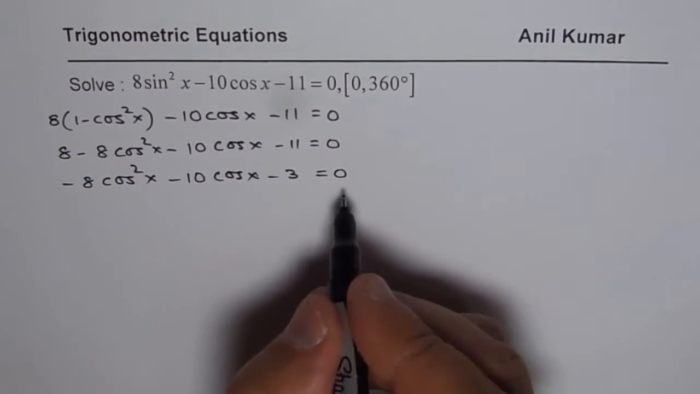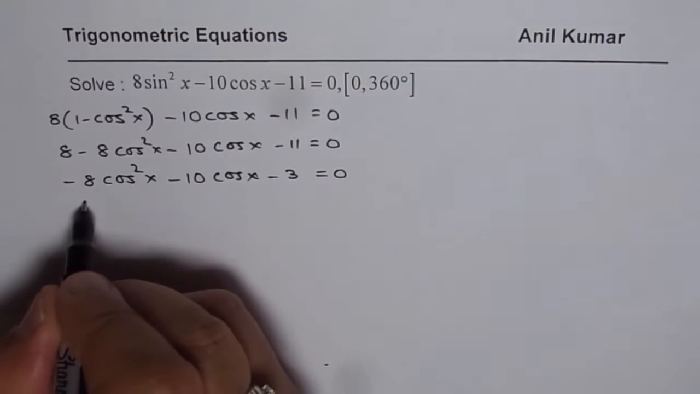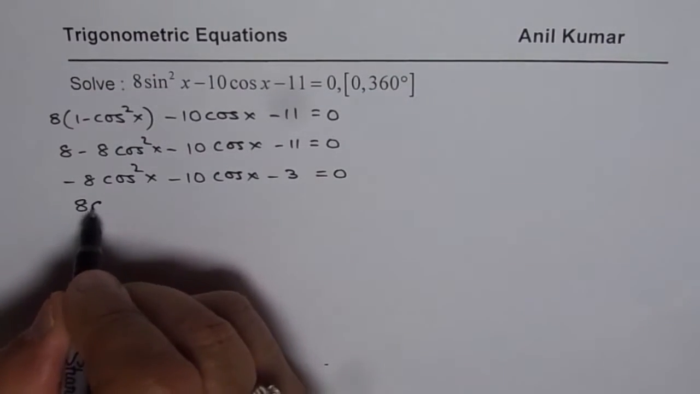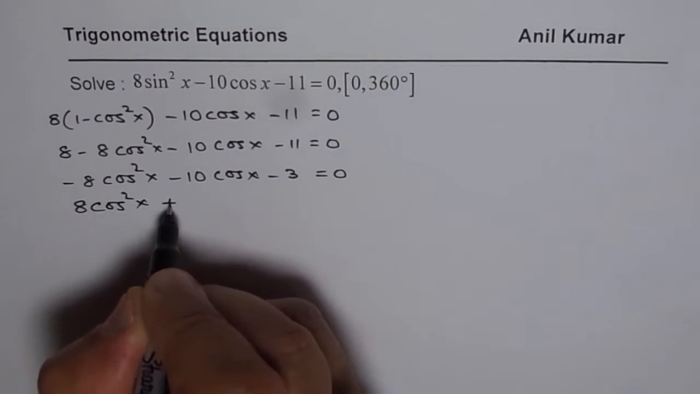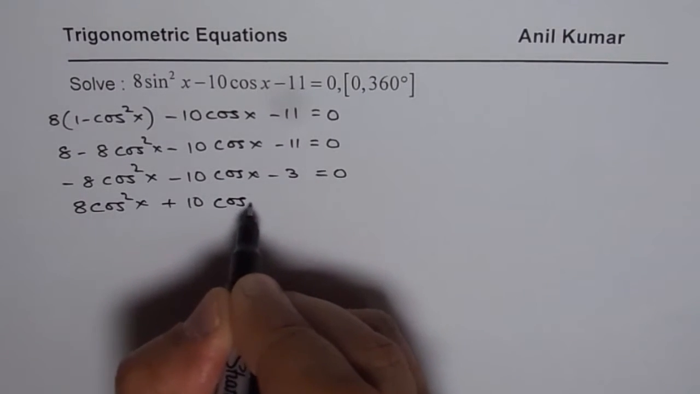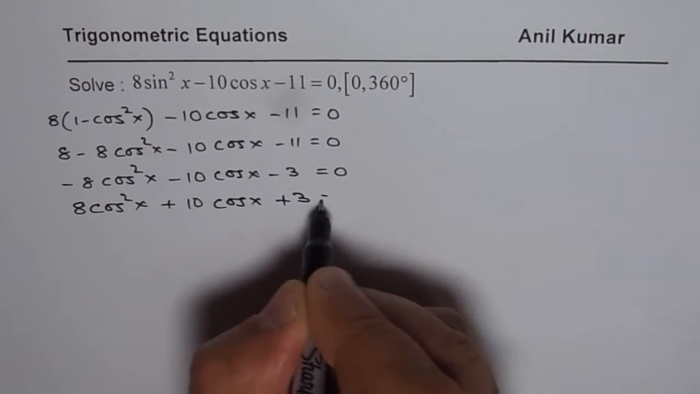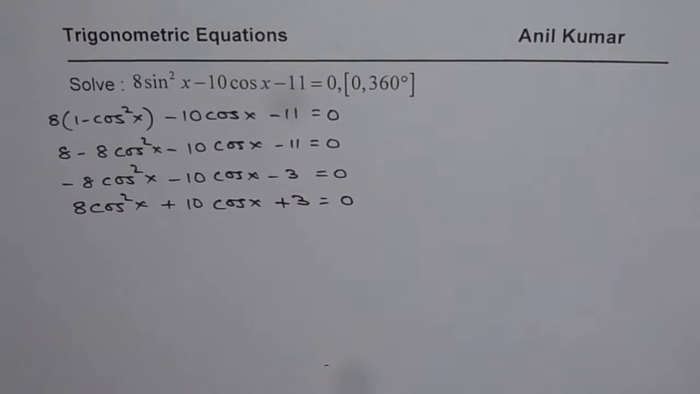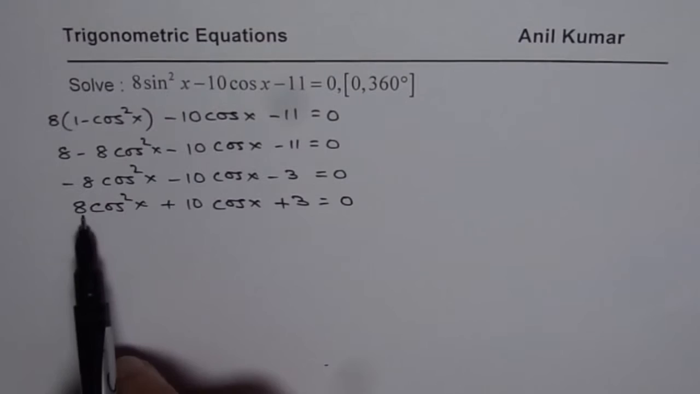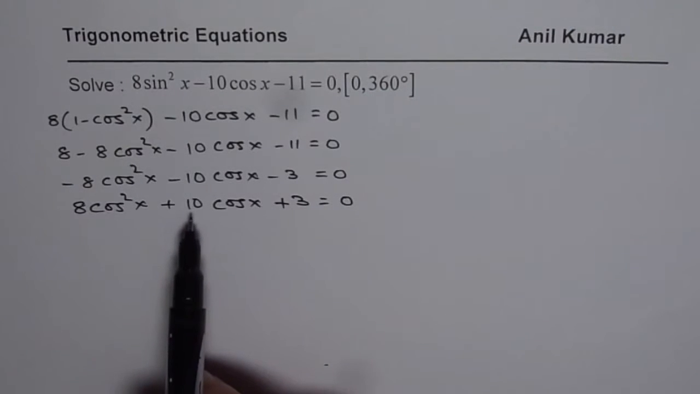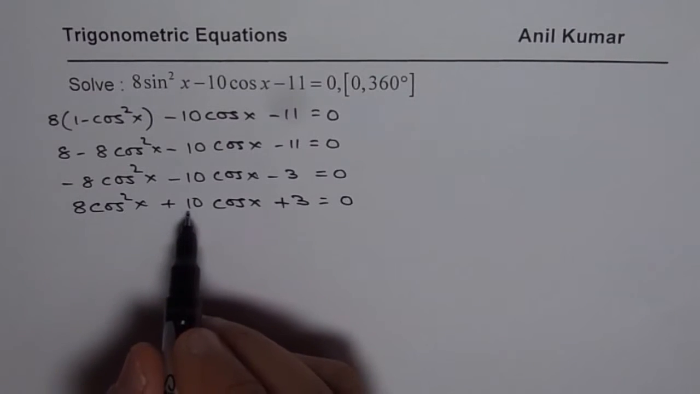It's good to just make them all positive, right? So we'll multiply by minus 1 on both sides. So 8 cos square x plus 10 cos x plus 3 equals 0. So we are looking for two terms whose product is 24 and whose sum is 10. So that is 6 times 4, right? So we could write 10 as 6 and 4.